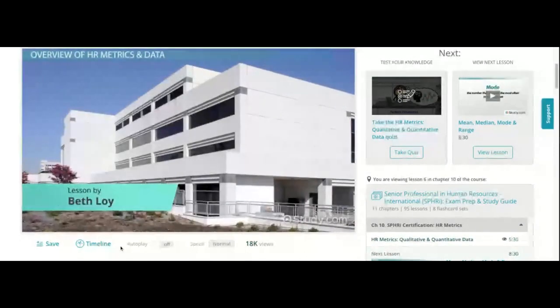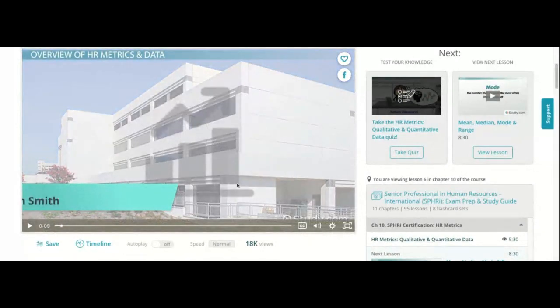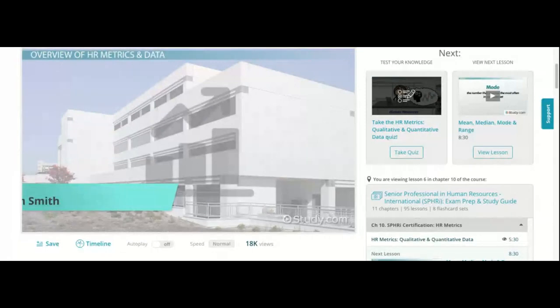Workforce analysis is used in business to measure the inner workings of companies.